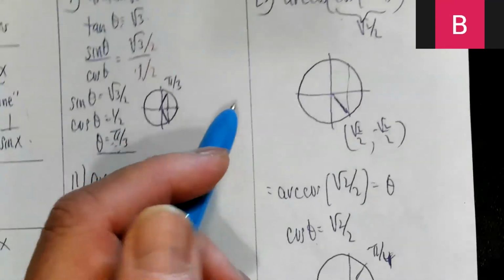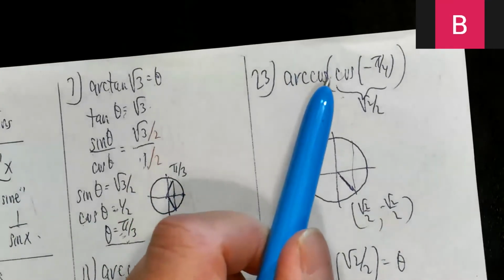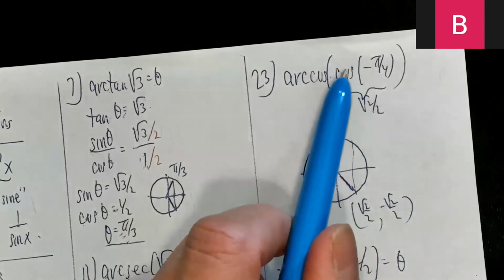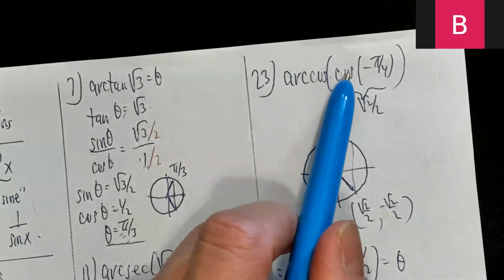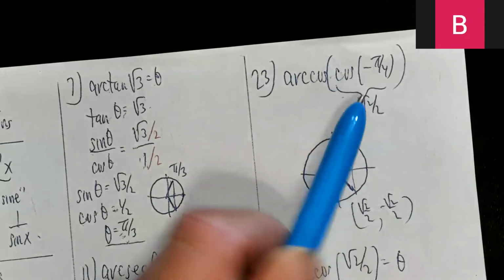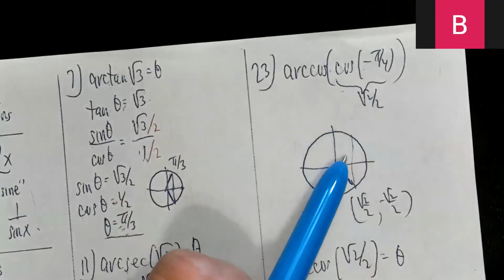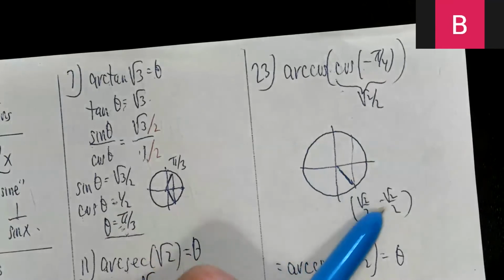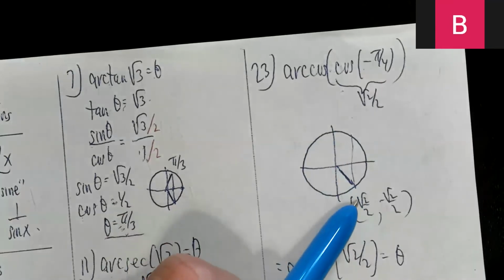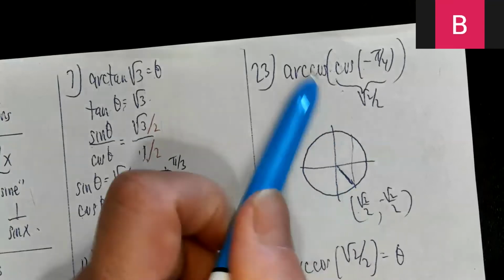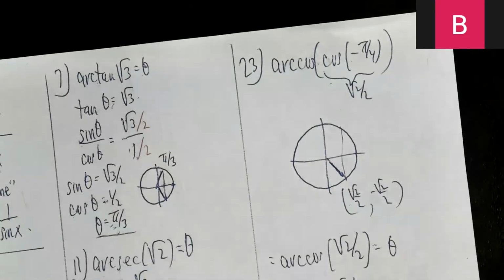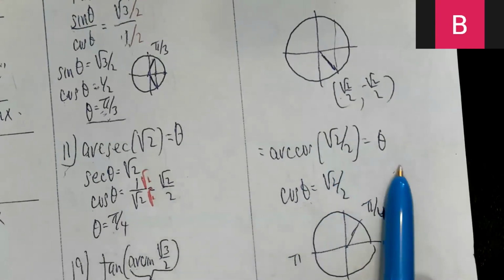23, however, is not that nice. Arc cosine negative pi over 4. That's a little bit tricky. So you might just say, oh yeah, negative pi over 4. Not so in this case. First, let's find the cosine of negative pi over 4. Cosine of negative 45 degrees. The x-coordinate, right? X-coordinate is radical 2 over 2. So this thing right here is radical 2 over 2. So arc cosine of radical 2 over 2 is theta.